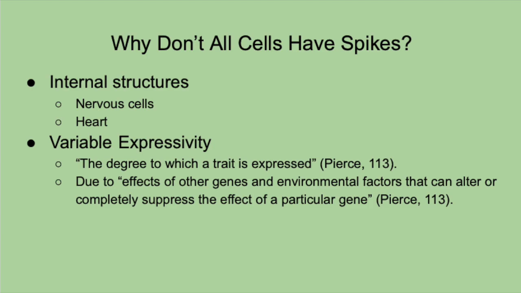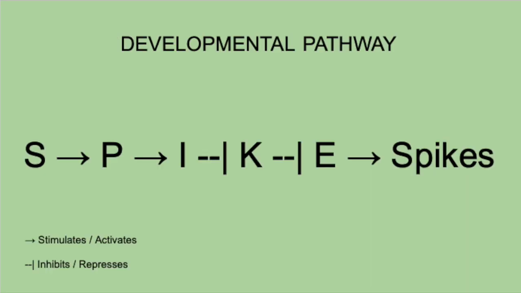There is also the concept of variable expressivity, in which expressivity is the degree to which a trait is expressed. This would be due to the effects of other genes and the environmental factors that can alter or completely suppress the effect of a particular gene, and pertains to why a spike may be present in some areas but not others. Let's look at this pathway with some mutations, and how we can get cells without spikes.